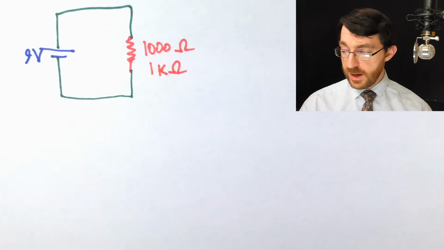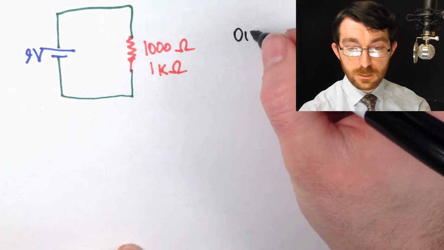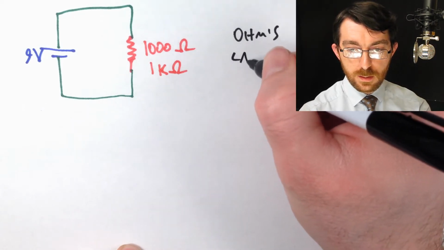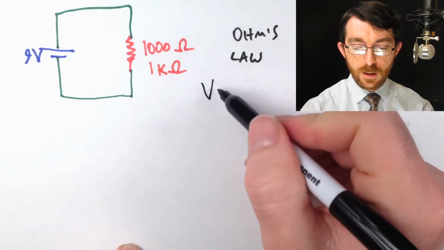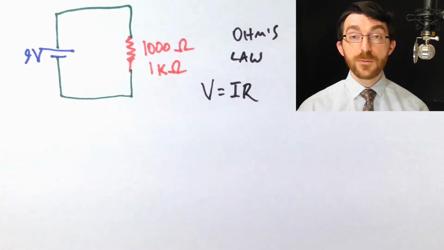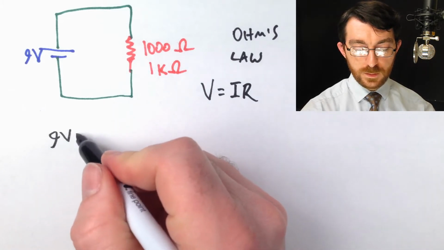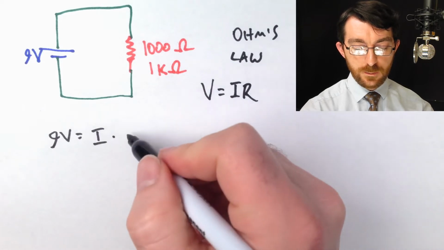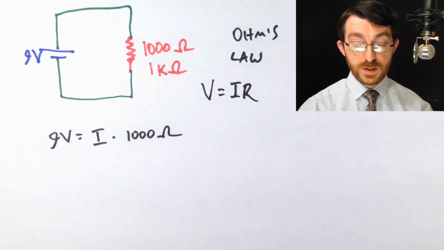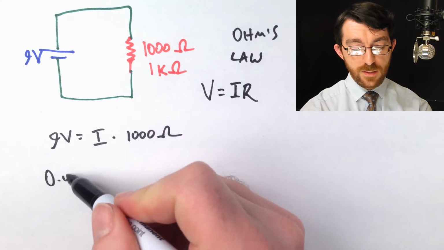And let's just go ahead and quickly compute the current in this circuit. Remember Ohm's law. That would be voltage equals the product of the current and the resistance, which means that I've got 9 volts equals unknown current times 1,000 ohms. In order to solve this, I would need to divide both sides by 1,000, and so I end up with 9 thousandths.